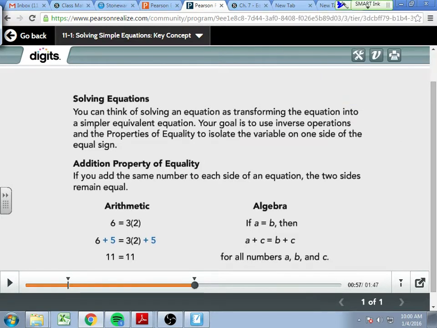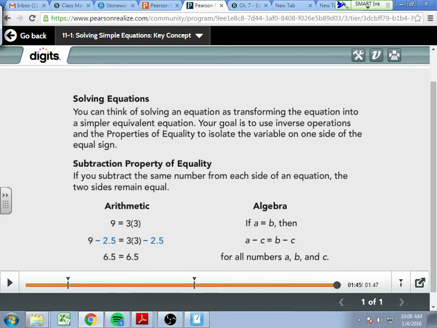That's like saying if you and your sister were the same height and you each grew 3 inches, would you still be the same height? Yes, because the same change happened to both of you.